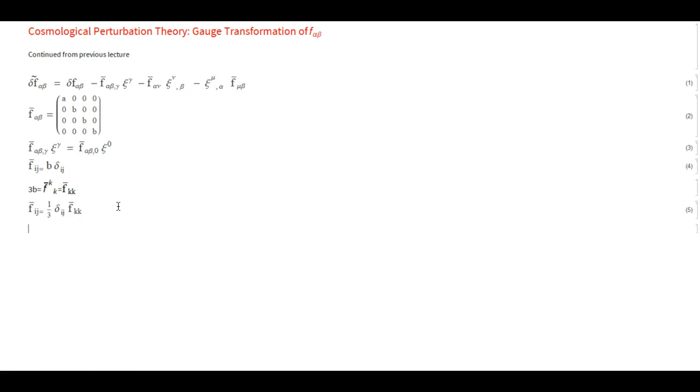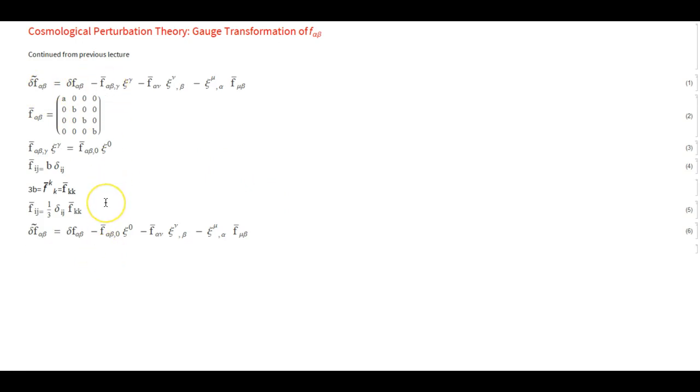Okay, this is the recap of the previous lecture. Now, before I go further, let me rewrite this equation. This will be this. The second term is this, and the rest is okay. Now next, write the various components of this delta F alpha beta.